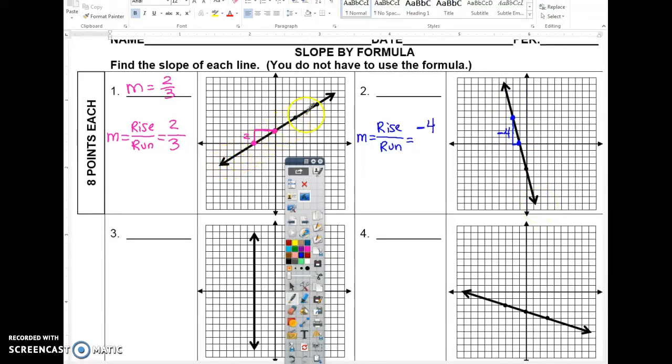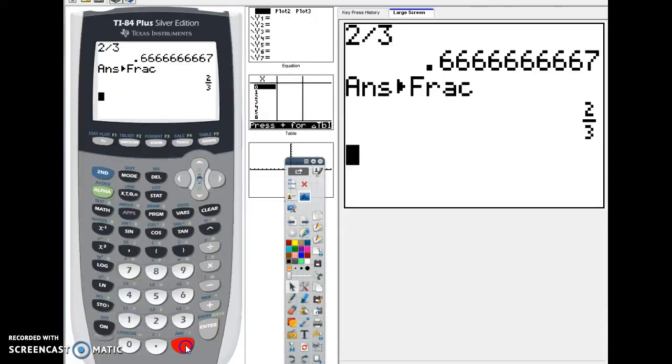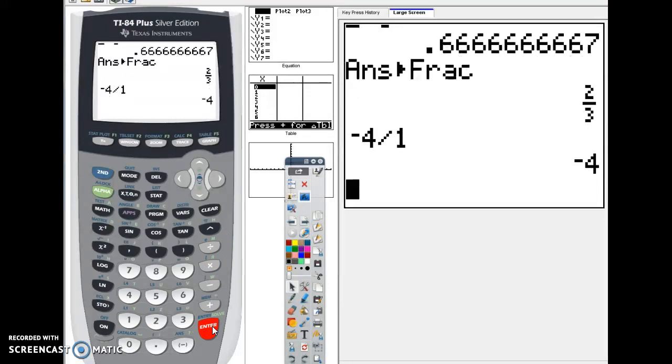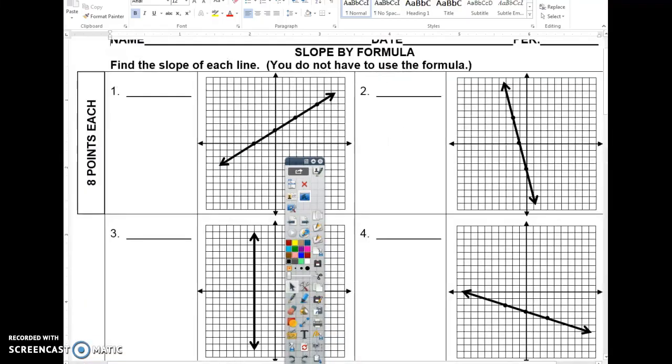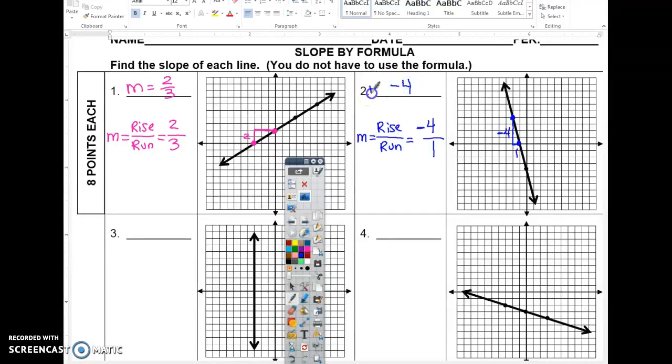Problem number 1 was going up. It was rising, so it's a positive slope. And then how much did we go over? 1. Okay, so then we divide this using the calculator. -4 divided by 1 in the calculator. Right here, -4 divided by 1, enter. The slope is -4. Okay, M equals, because M is your slope. Questions?